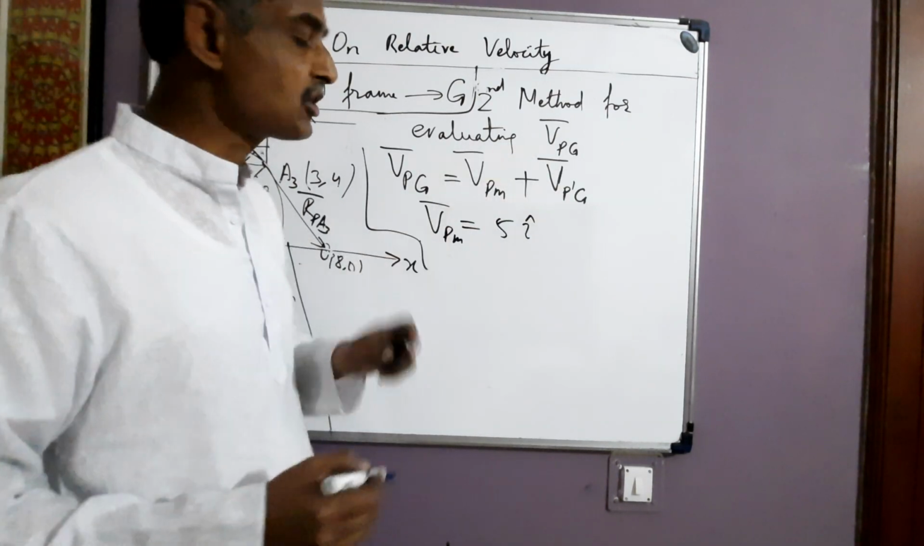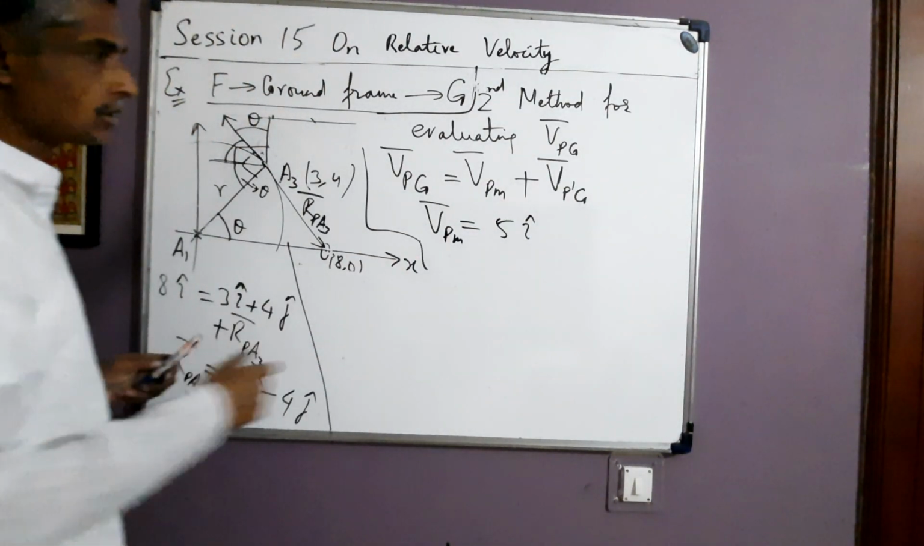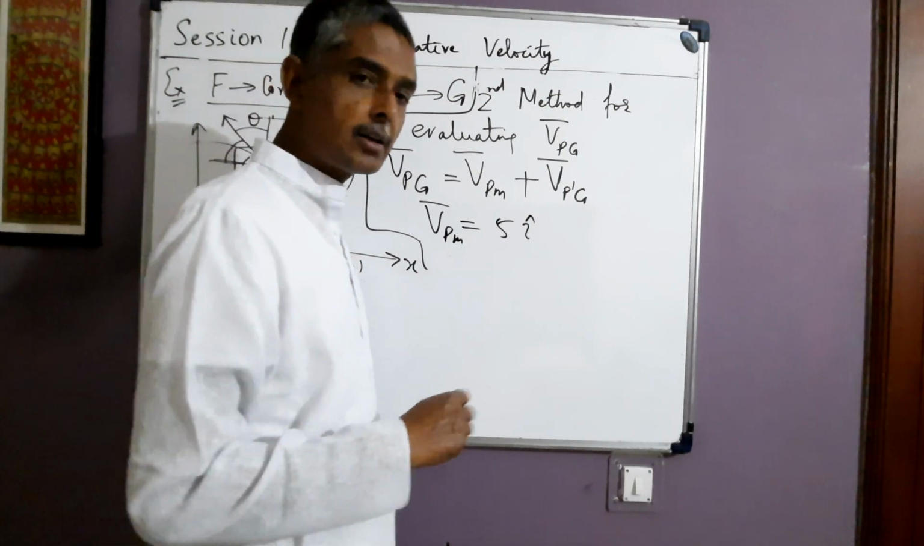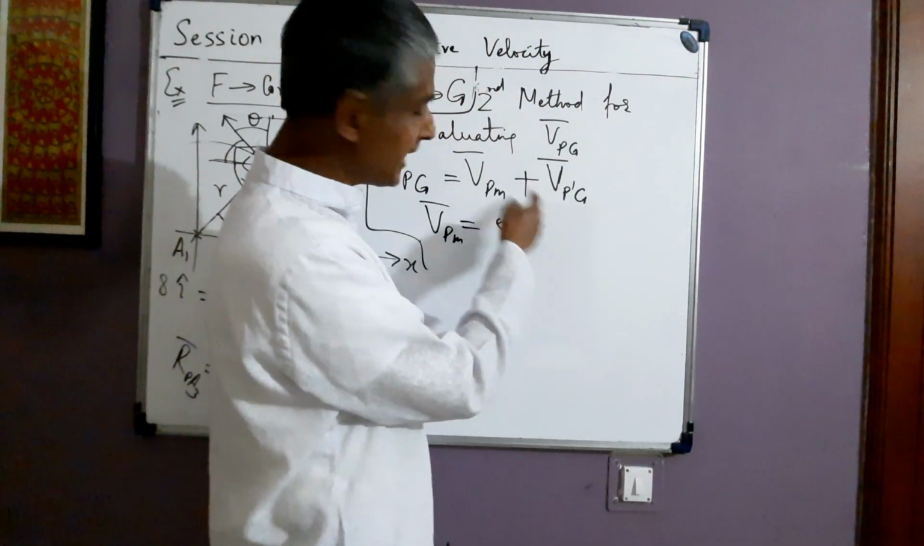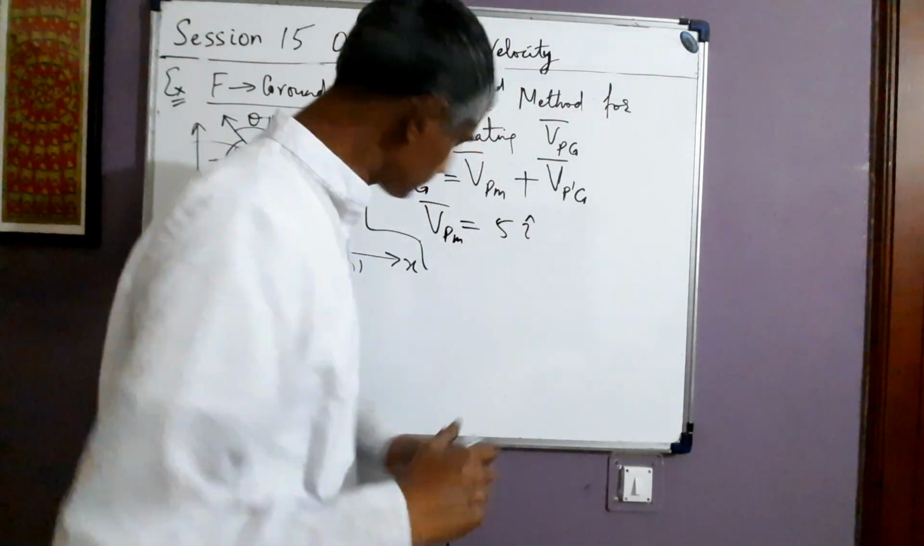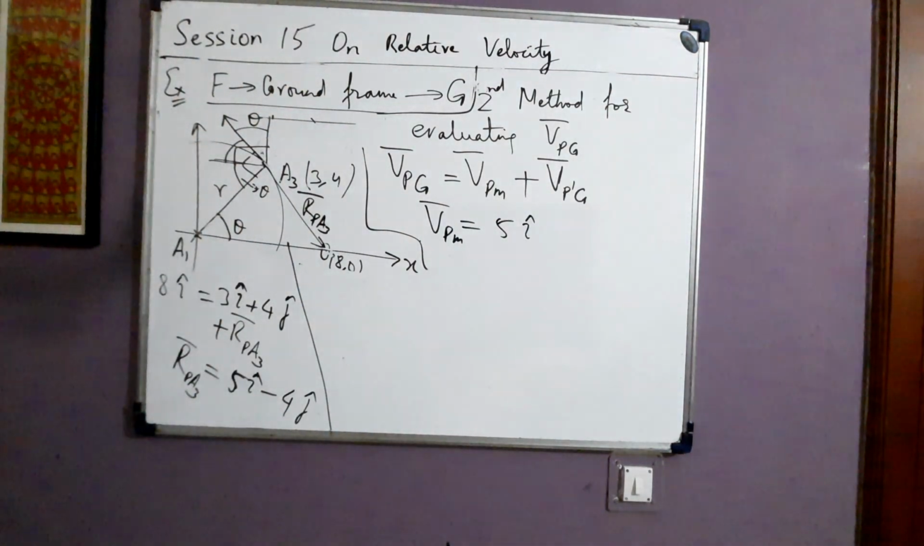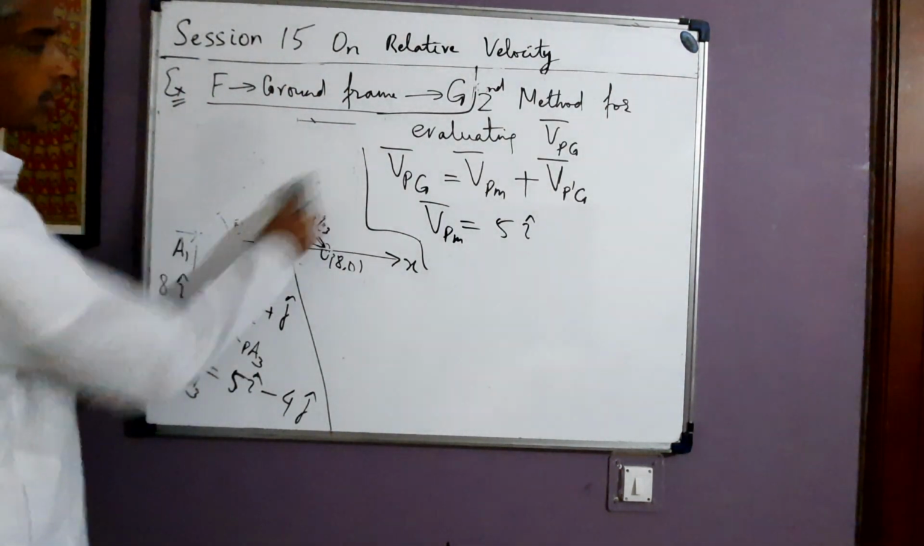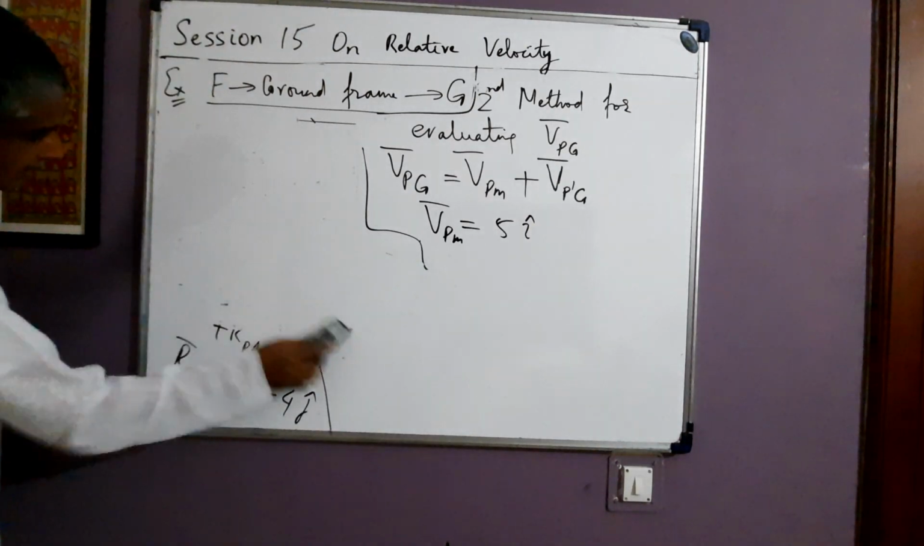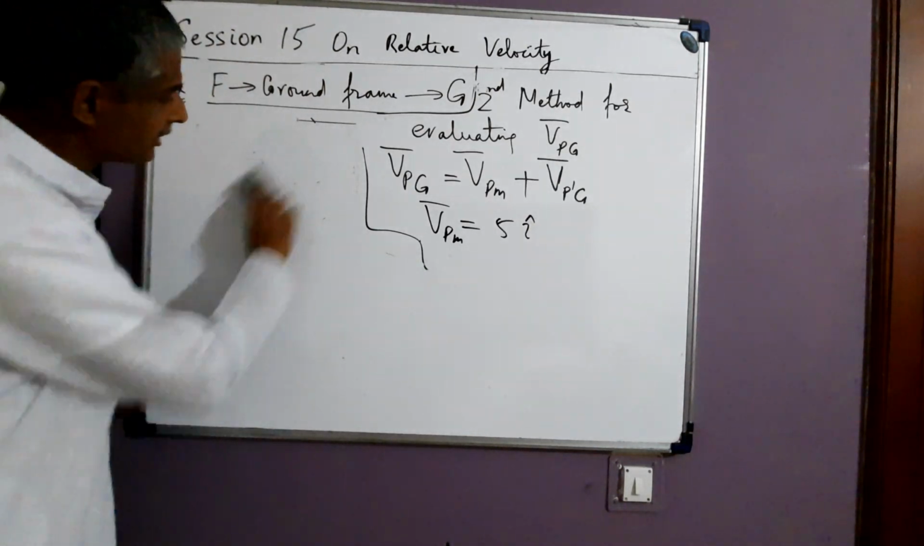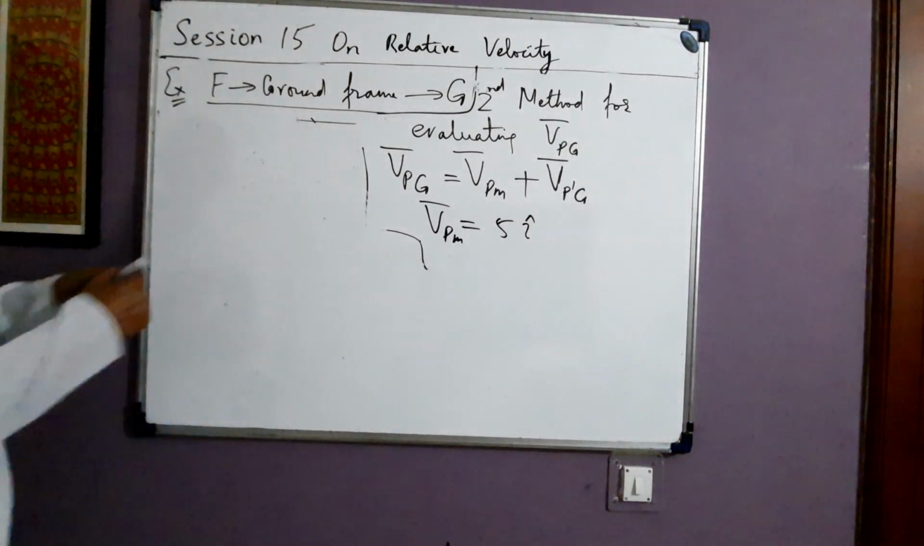Now we have to know VP dash G. What is this P dash? P dash is a location of the rod frame which is in contact with the slider P at that instant. I'll draw that relevant diagram again here.